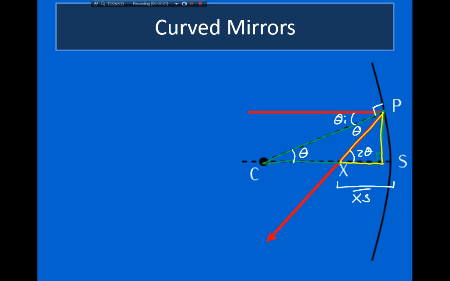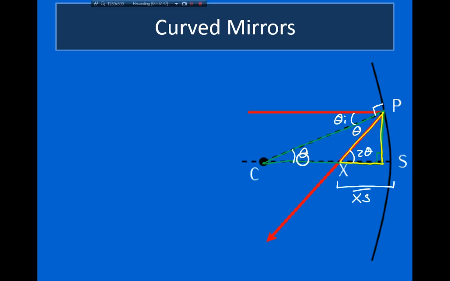And now the big trick to showing how we calculate this length, XS, is realizing that if these rays are all very, very close to the principal axis, that means that this height right here, the height of this mirror, is much, much smaller than the radius of the sphere that the mirror comes from. Then we can use this approximation, the small angle approximation, right?